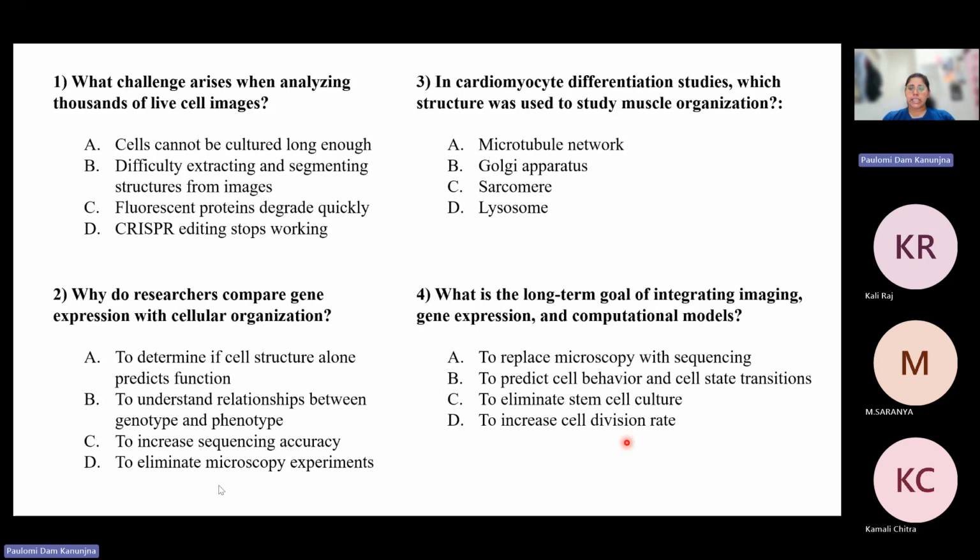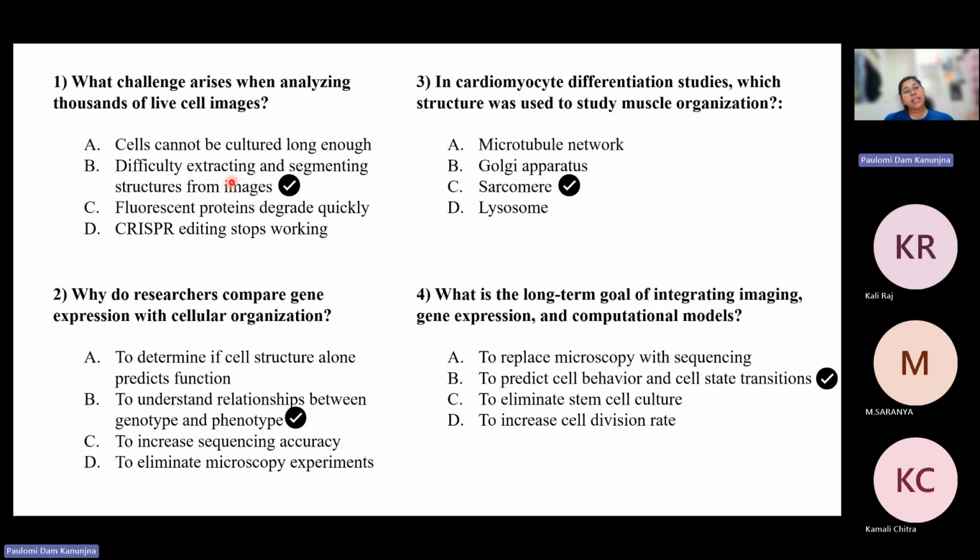Okay, let me tell the answers. So B, B, C, and B. Okay, let me walk you through. So what challenges arise when analyzing thousands of live cell images? So the cells that we generally study, they vary in their structure, shape, size. So to get the proper information, it takes time, and that's the challenge, right?